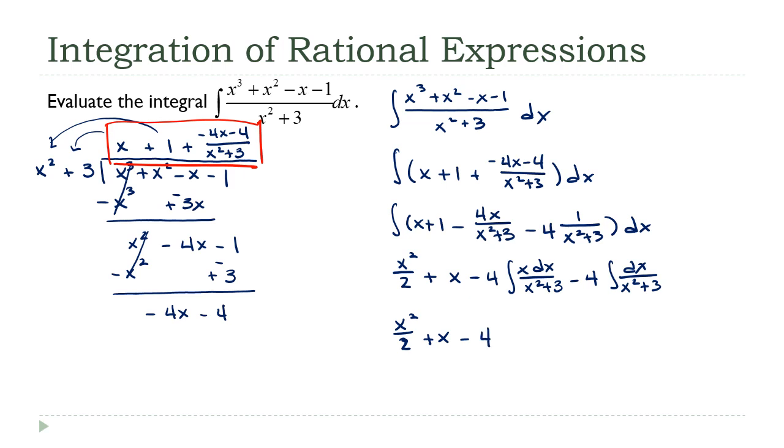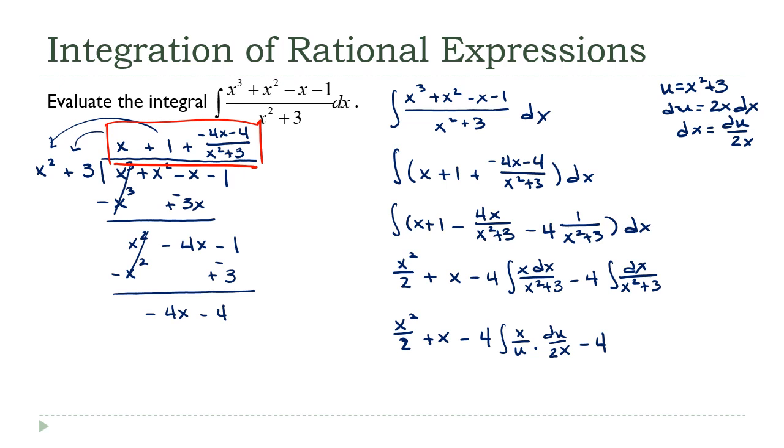Now for this one, I'm going to let u equal x squared plus 3. So du equals 2x dx. All right, so dx is du over 2x. So let's make that substitution. Then this is the integral of x over u times du over 2x minus 4.